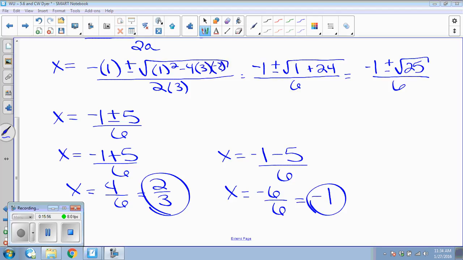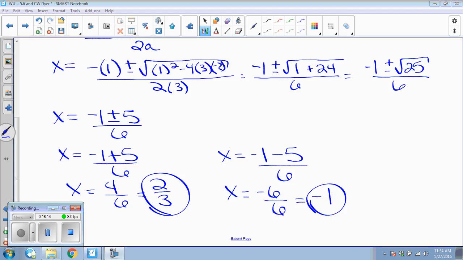Okay? What if there's 0? What if it ends up simplifying to 0 underneath this square root? How many solutions? 1. Is it real or imaginary? It's going to be real. How do you know? Because there's no imaginary numbers.